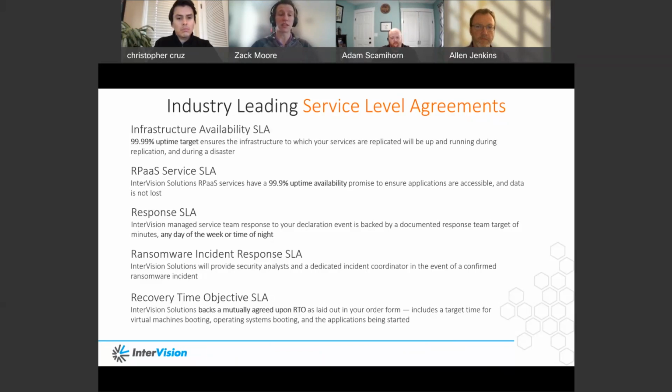An incident response SLA that's baked right into the work order with security analysts and a dedicated incident coordinator to help out in the event of a ransomware incident. They're down in the trenches with you, making sure that all efforts are in progress to get you back up as quickly as possible. And then recovery time objective SLAs that are also laid out in your order form that include target time for everything from virtual machines booting, operating systems booting, and actually getting applications back to a runtime state.